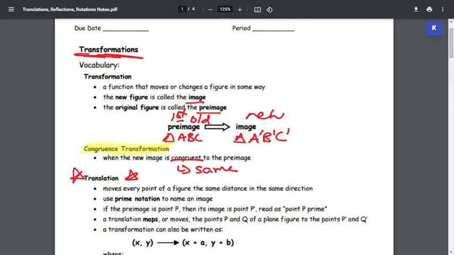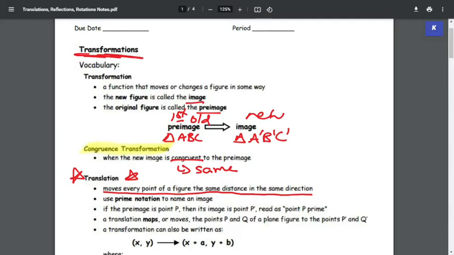Let's look at translation specifically. Every single point in your figure, so I'm looking right here, is going to move the same distance in the same direction. Basically what happens, we're going to have a shape. So let's take a triangle. We're going to take that triangle and basically slide it or move it around on a coordinate plane. So that's called a translation.